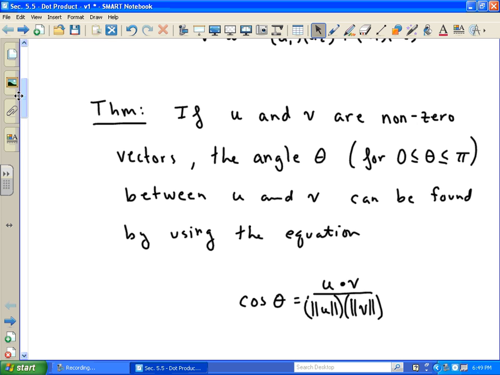Okay, there's a theorem that says if u and v are non-zero vectors, for theta between 0 and pi, including either 0 or pi, the angle between u and v can be found by the equation cosine of theta equals the dot product of u and v divided by the product of the magnitude of u and the magnitude of v.